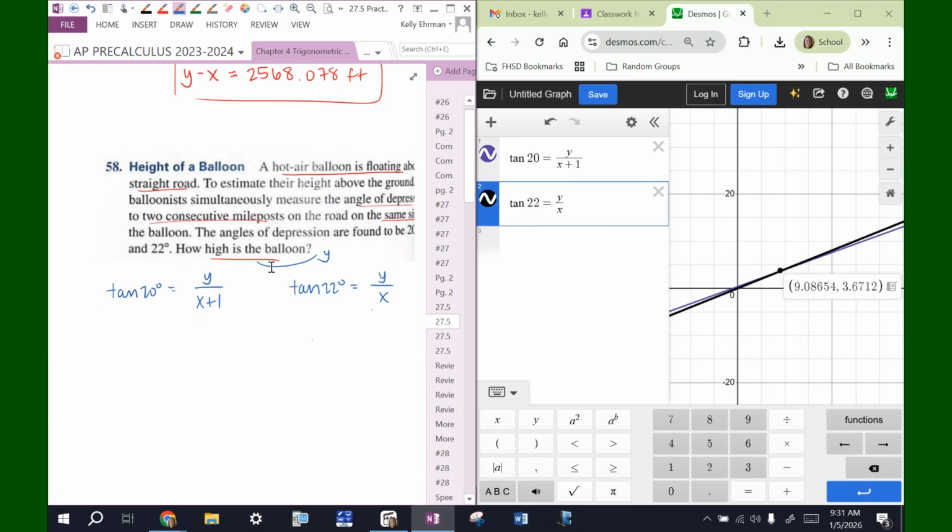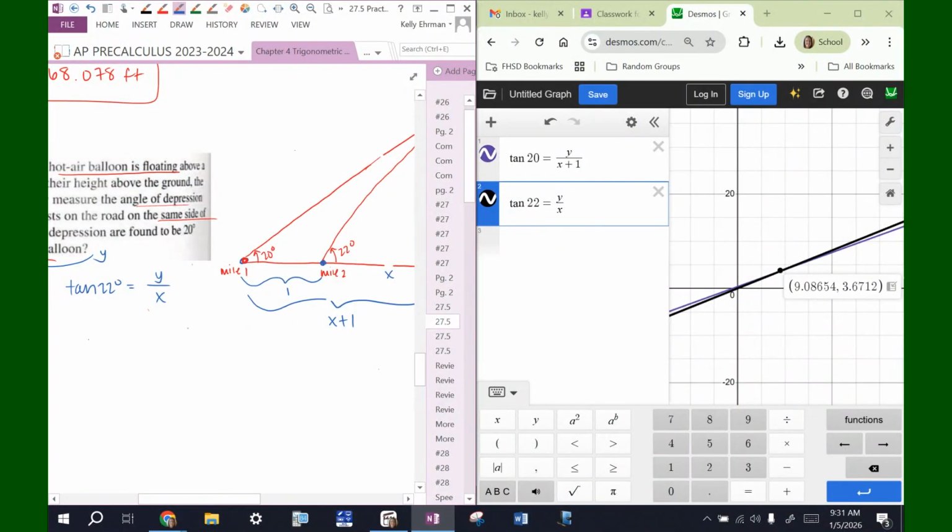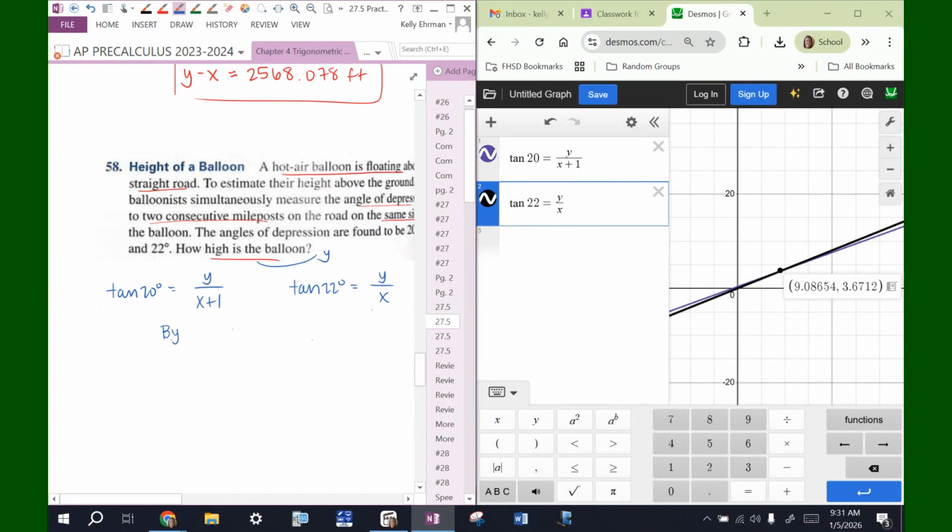So the point of intersection is 3.672. So I'm going to write this over here. By Desmos, Y is about equal to 3.671. What are we measuring in? The 1 represents miles, so those are miles.